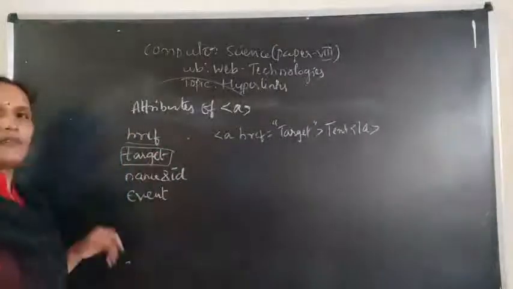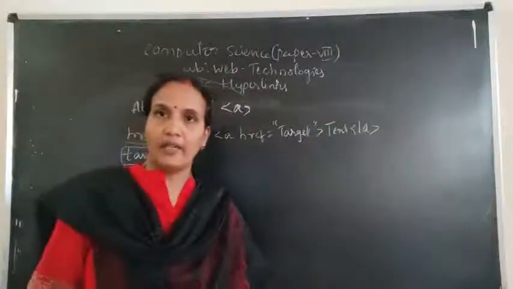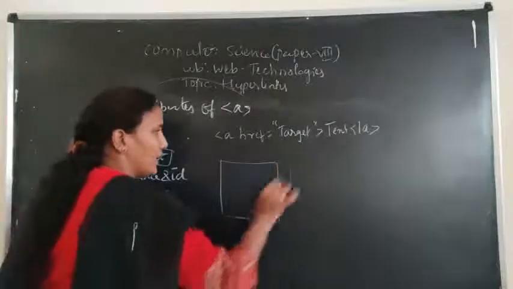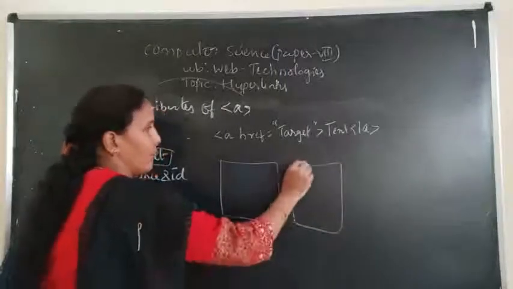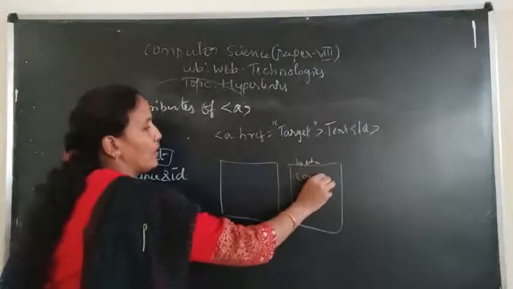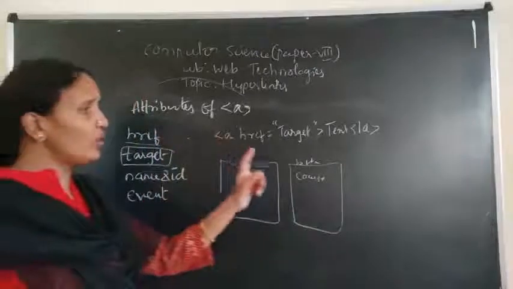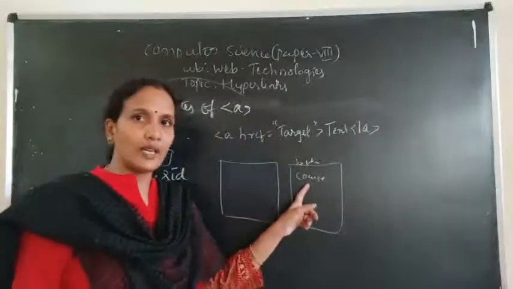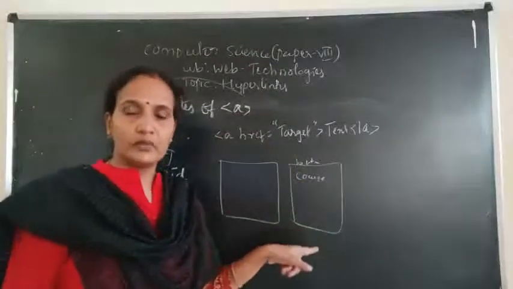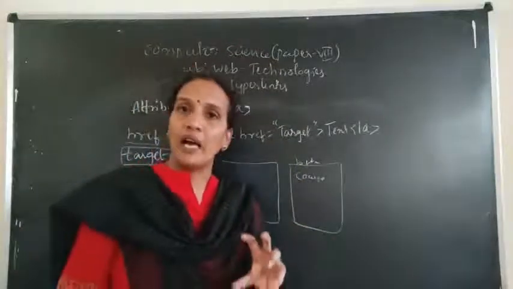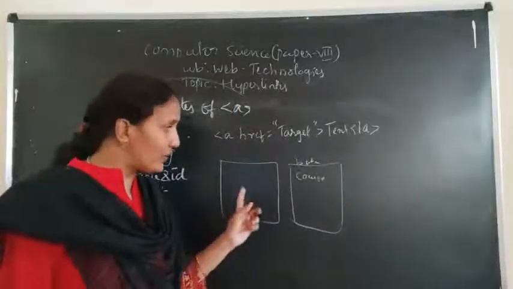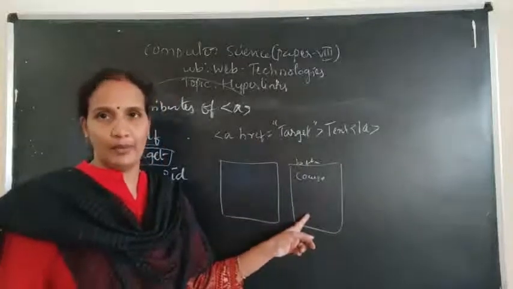In the name itself, you have a definition: target file. Generally, say this is a.html and this is b.html. Here I have given a link, like a course. So when you click on this, what happens? This document will open in the same browser window. When you click on the hypertext, whatever target document is there will be opened in the same window.